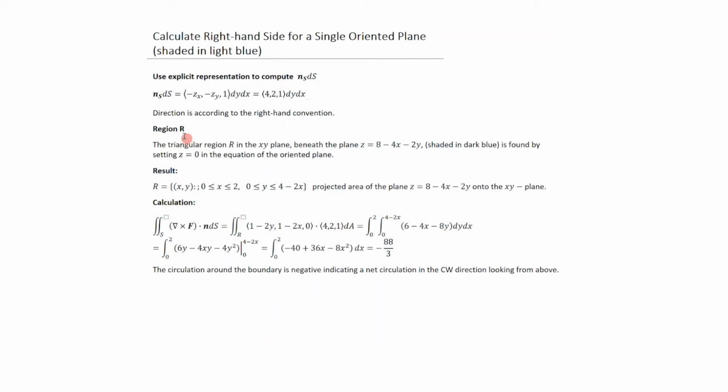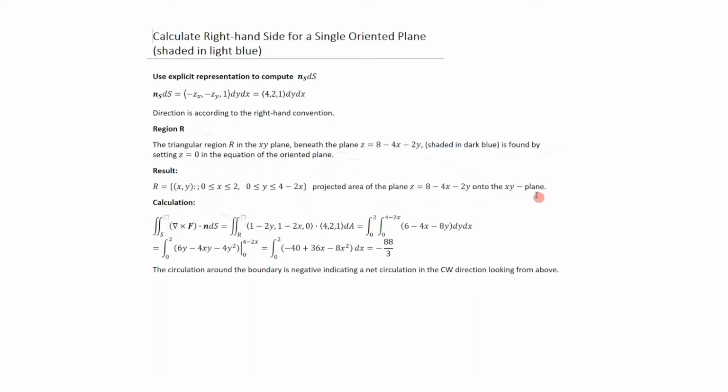The region R, which is the surface over which you're going to integrate, is the triangular region R in the xy plane, the dark grayish blue color. It is found by setting z equals 0 in the equation of the oriented plane. If we set this equal to 0, that gives you an equation of y as a function of x, which can then be used to determine the region. And this is what we've done here. One bound is y equals 0, the other bound is 4 minus 2x, and x ranges between 0 and 2. This is the projected area of the plane, z equals 8 minus 4x minus 2y, onto the xy plane.